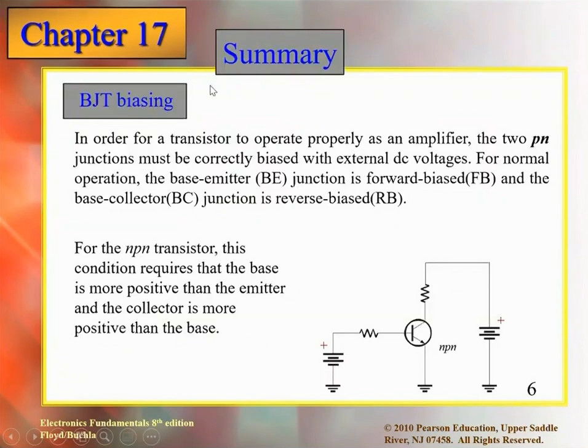DC biasing. I just told you we have to set up the transistor, make it ready for a particular application. This is what we call biasing. In order for the transistor to operate properly as an amplifier, and we are going to look at the first application as an amplifier, what is the condition, girls? The base-emitter junction should be in forward bias, and the base-collector junction should be in reverse bias. All right, then only can this transistor work as an amplifier.